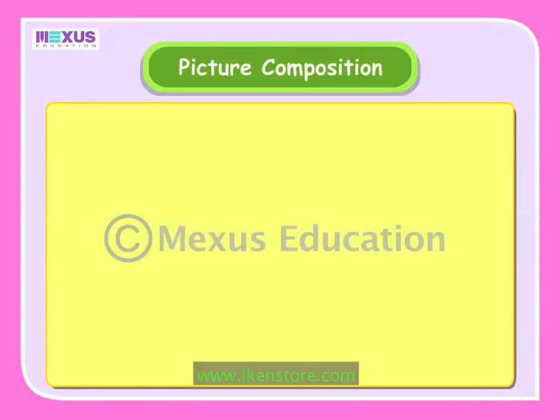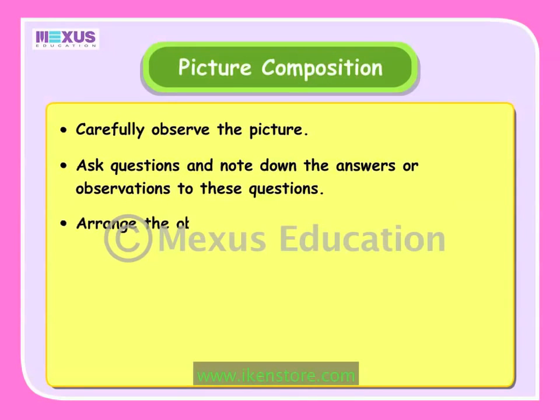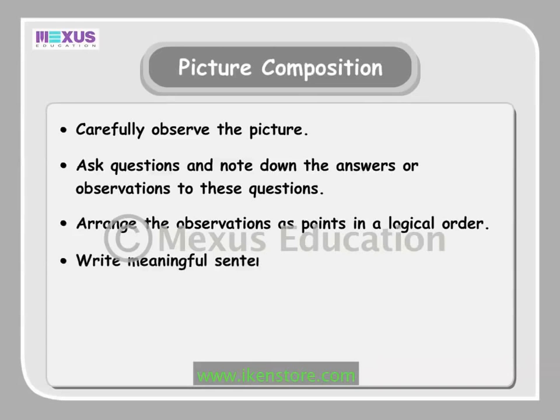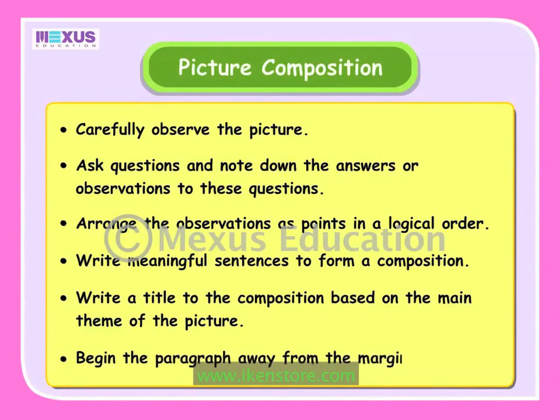Before we begin writing a composition, we need to carefully observe the picture. To make this easier, we can ask questions and note down the answers or observations to these questions. We need to arrange the observations as points in a logical order. These points will help us write meaningful sentences to form a composition. We also need to write a title to the composition based on the main theme of the picture. Begin the paragraph away from the margin.